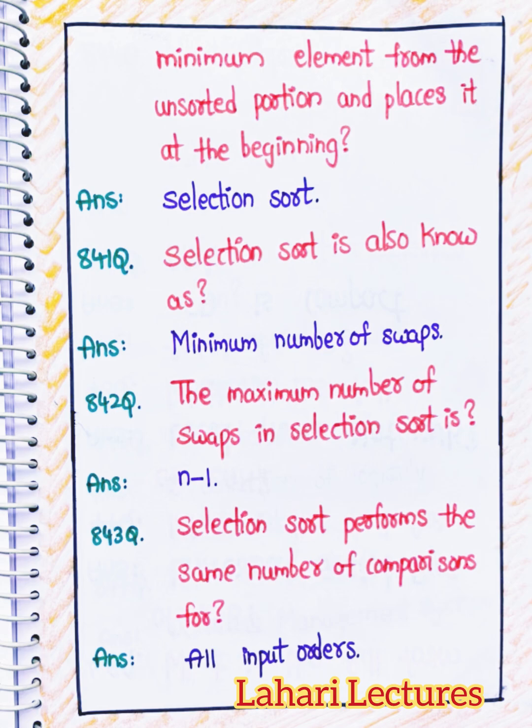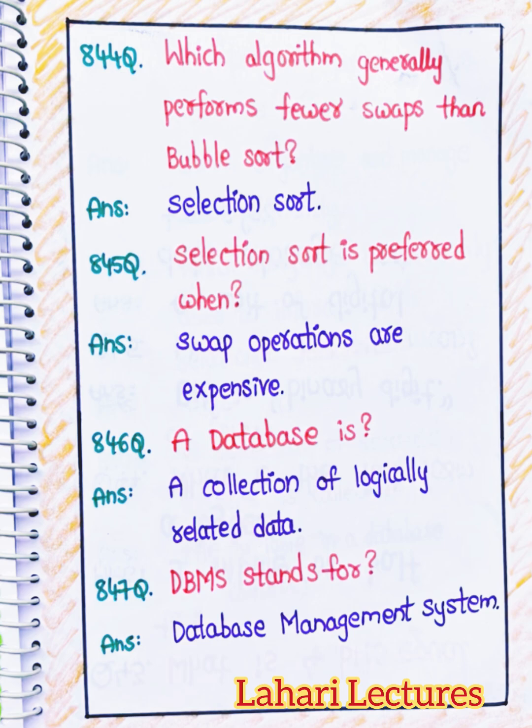The maximum number of swaps in selection sort is n-1. Selection sort performs the same number of comparisons for all input orders. Which algorithm generally performs fewer swaps than bubble sort? Selection sort. Selection sort is preferred when swap operations are expensive.